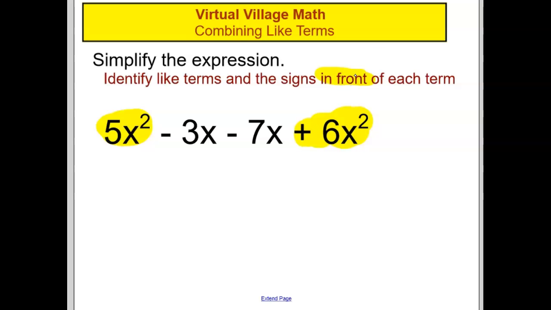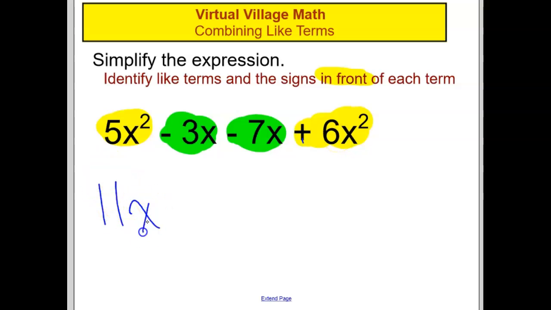So 5x squared plus 6x squared, those are like terms. This is minus 3x, minus 7x. Those are two like terms. So now I want to combine my like terms. 5x squared, and this is where it helps to have that sign, plus 6x squared. That is 11x squared. Remember, I'm adding those coefficients.